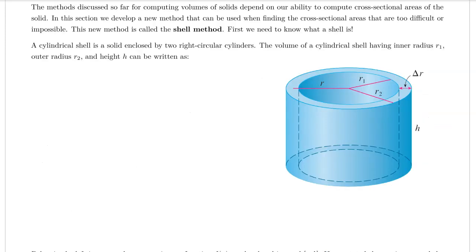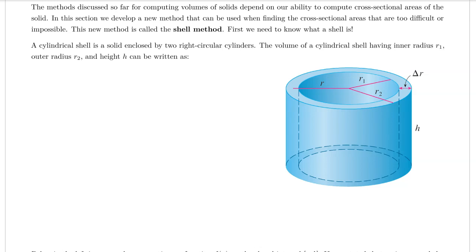The methods discussed so far for computing volumes of solids depend on our ability to compute cross-sectional areas of the solid. In this section, we're going to develop a new method that can be used when finding the cross-sectional areas is too difficult or impossible. This new method is called the shell method. First, we need to know what a shell is. A cylindrical shell is a solid enclosed by two right circular cylinders. The volume of a cylindrical shell having inner radius r1, outer radius r2, and height h can be written as follows.